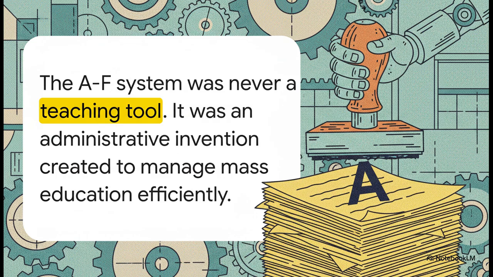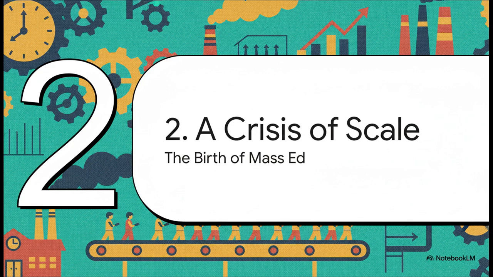And here it is, the big twist, right at the beginning. The A through F grading system, it was never really about teaching, not its main goal anyway. It was actually an administrative tool, an invention of the industrial age, pure and simple, designed to fix one very, very specific problem.